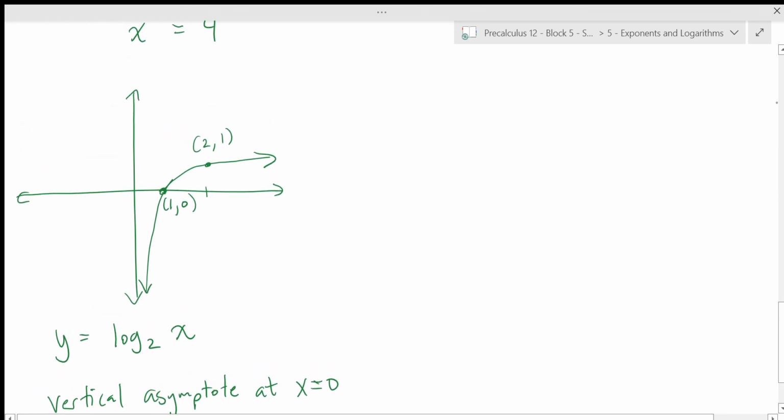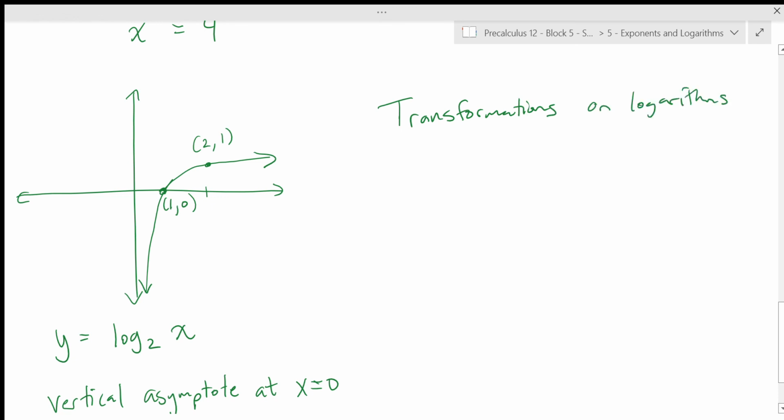So when we write a transformed logarithmic function, we have our transformations on our logarithmic functions. We have y equals a log base b of x minus c plus d. We can have a reflection in either direction. So if we have a negative inside the function, that would give us a reflection over the y-axis in the x direction. If we have a reflection outside, that would give us a reflection in the y direction.